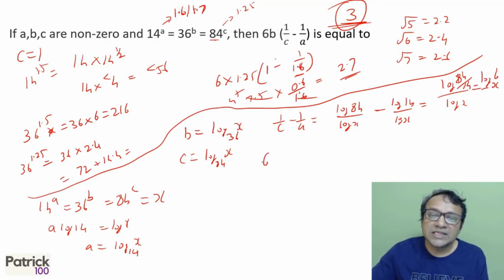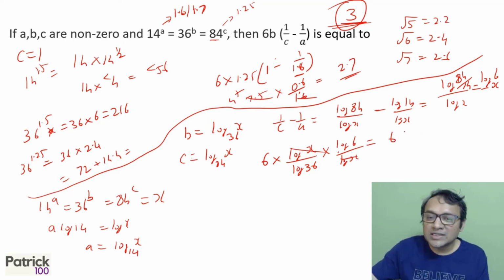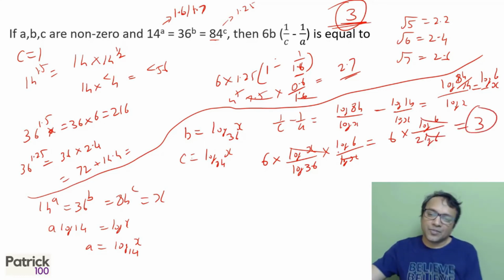Now use 6 into B. B is log of X upon log of 36, into 1 upon C minus 1 upon A, which is log of 6 to the base X. Log X gets cancelled. So what you get is 6 log 6 upon 2 log 6, because 36 is 6 square, which will give you the answer 3.